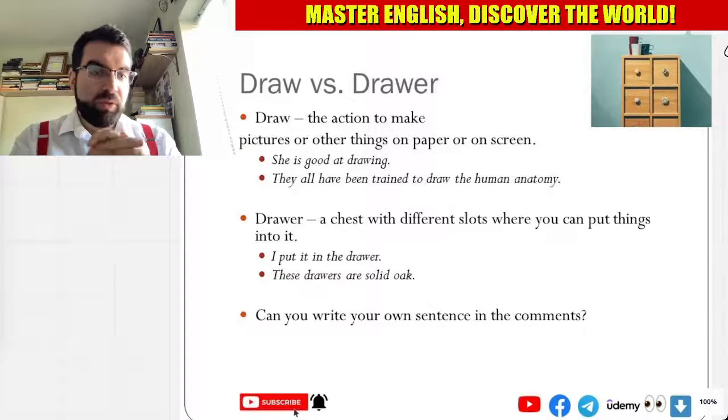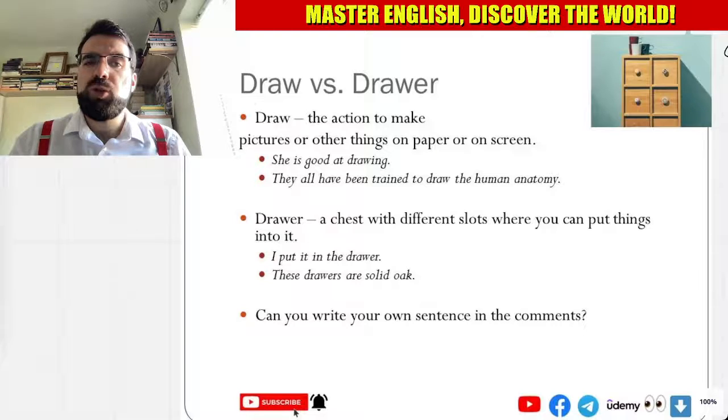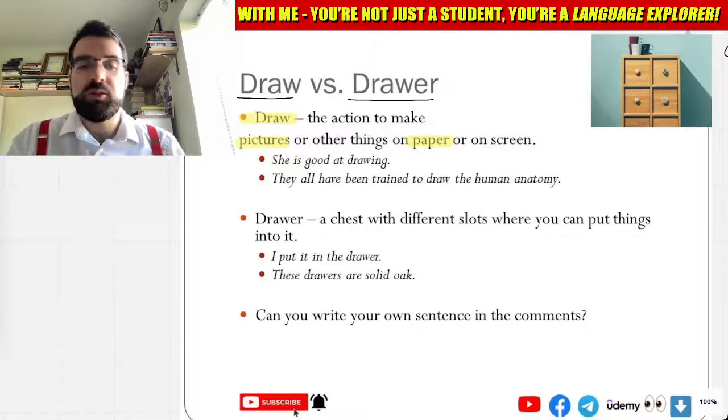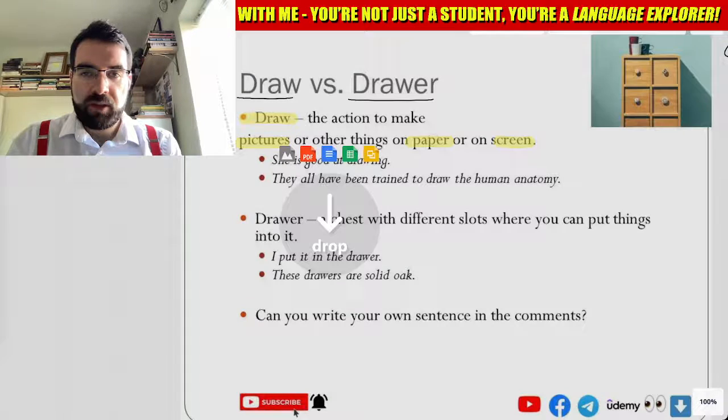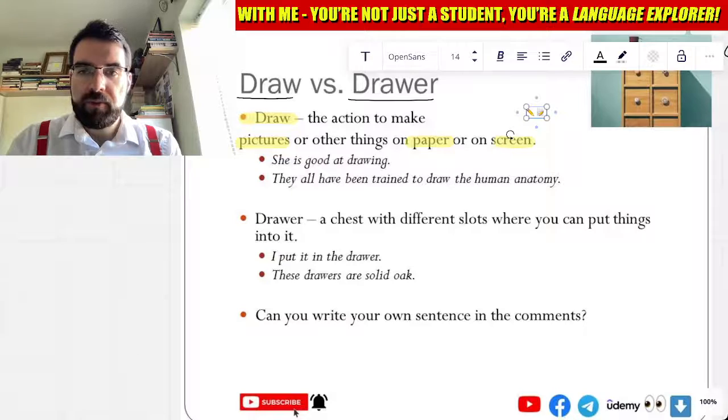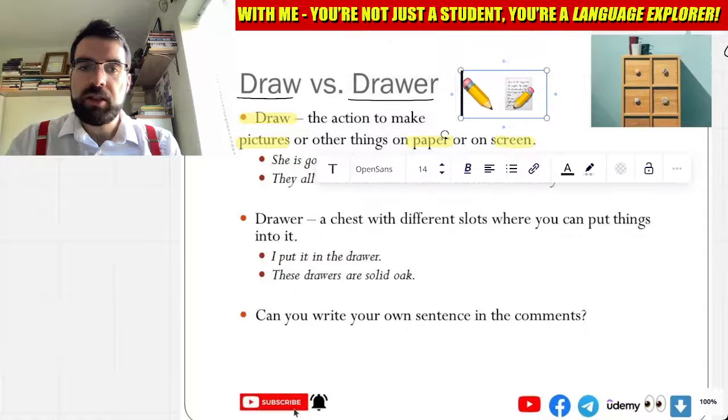Alright, language explorers, so let's look at today's commonly confused word. So draw and drawer. So draw: the action to make pictures or other things on paper or screen. So let's try and get a photo. So draw. Draw, there we are. Very good.